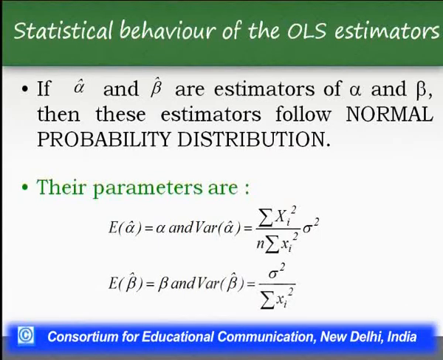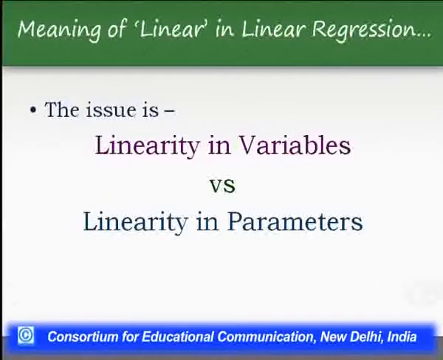variance of alpha hat is equal to summation of xi square upon n summation of xi square into sigma square. Similarly, E of beta hat is equal to beta and variance of beta hat is equal to sigma square upon summation of xi square. So these formulas must be very clear to the researcher to find out the statistical behavior of the ordinary least square method estimation.